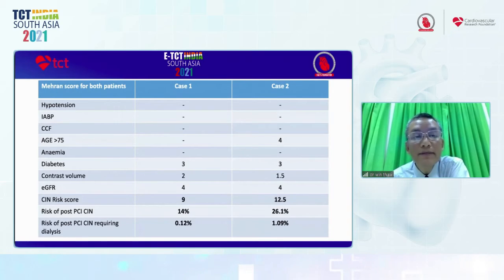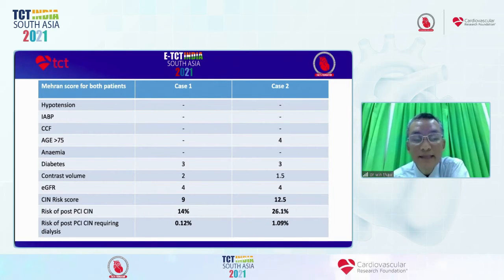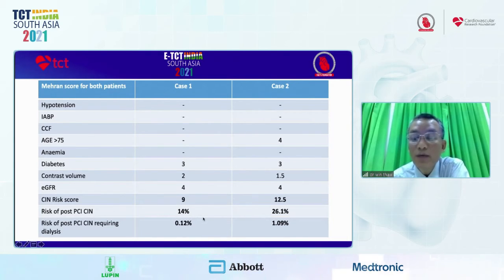I calculated the Mehran score for both patients to predict the risk of post-PCI CIN. Both patients are low risk. The CIN risk score for case 1 is 9 only. Case 2 is 12.5. Risk of post-PCI CIN is 14% for case 1 and 26.1% for case 2.